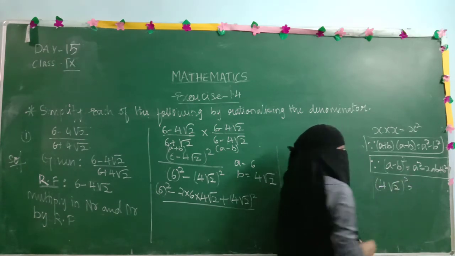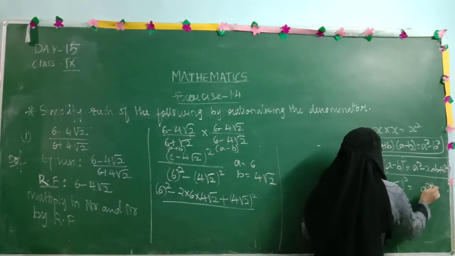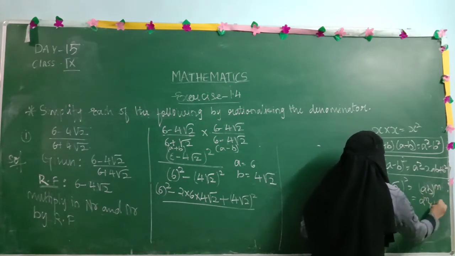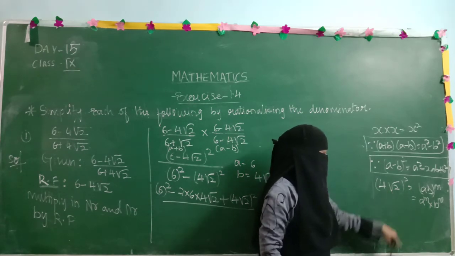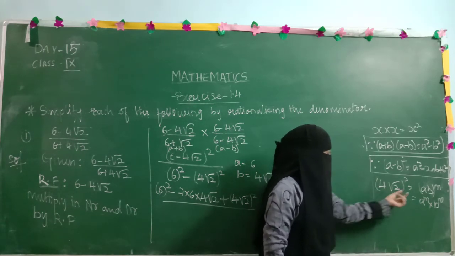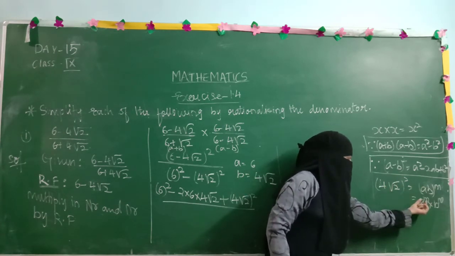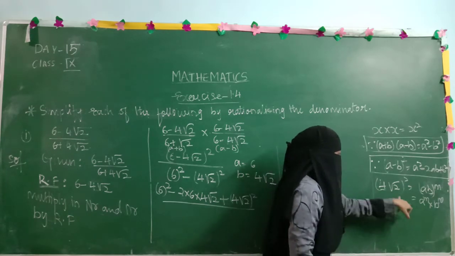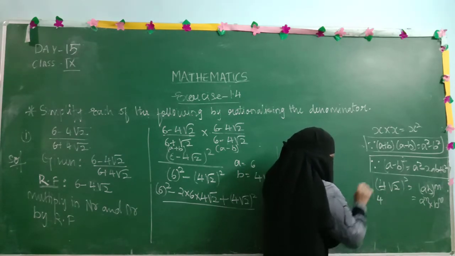Okay, based on the laws of exponents, we have the form (a^m) or (ab)^m. So at that time we are writing a^m times b^m. Here also there are two terms, 4 and root 2. So what we have to do? (ab)^m is in this form, and we need to convert it into a^m times b^m. What is a here? a is 4 and b is root 2. So we have to give the powers separately to them.